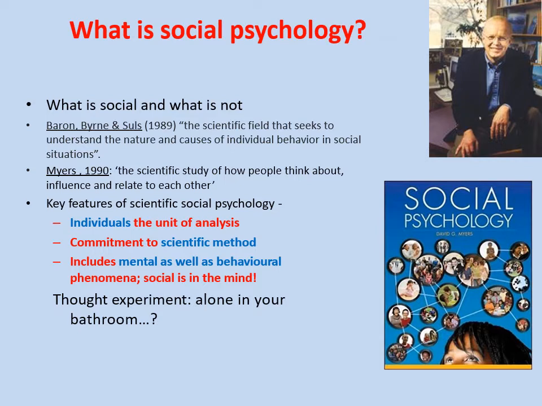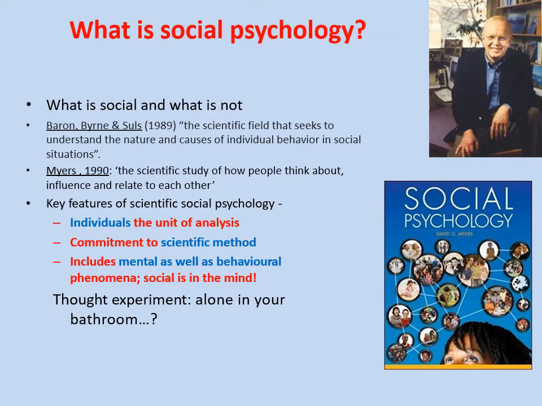So if you look at the key features in these definitions of social psychology, three things stand out. Firstly, the unit of analysis for social psychology is the individual. We study how individuals think about, behave, and relate to each other. The second key topic is a commitment to the scientific method. We use the scientific method to study, analyze, and understand social behavior.